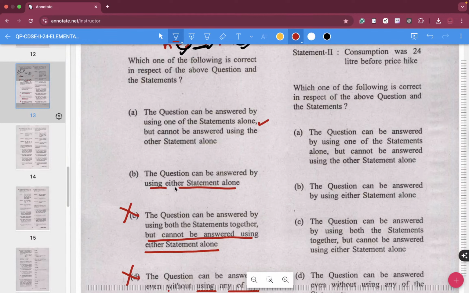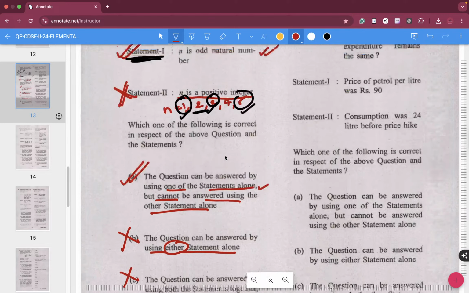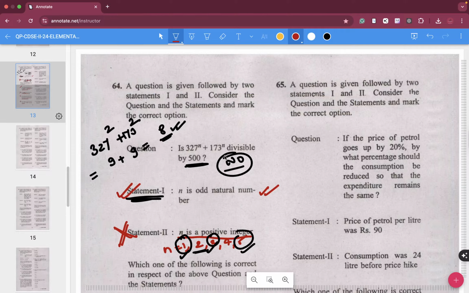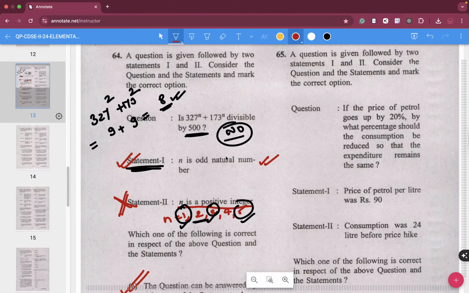The question can be answered by using either. Either means both statements alone. No, you cannot use statement 2 to answer this question. The question can be answered by using one of the statements alone, but cannot be answered using the other statement alone. A is going to be the correct answer for question number 64, folks.